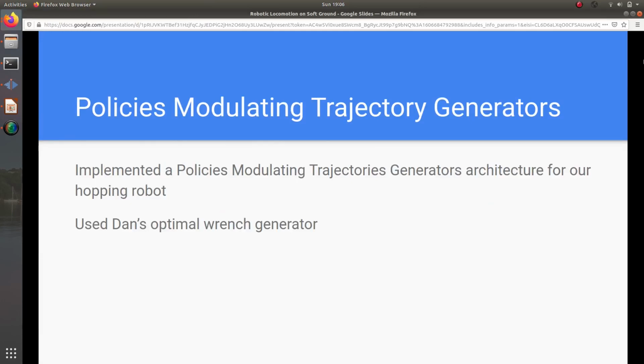I then implemented a policies modulated trajectory generators architecture for our hopping robot. This method allows the designer to incorporate prior knowledge about desired trajectories into the learned policy. The agent learns to control a new dynamical system, that of the robot and its controller, rather than the robot directly. This method requires a trajectory generator. We use Dan's optimal wrench generator.